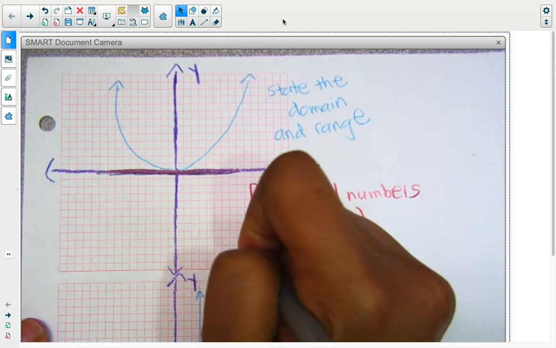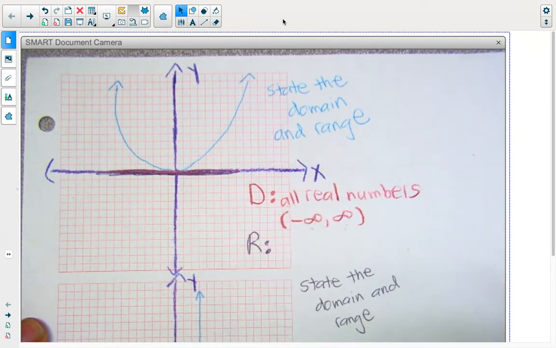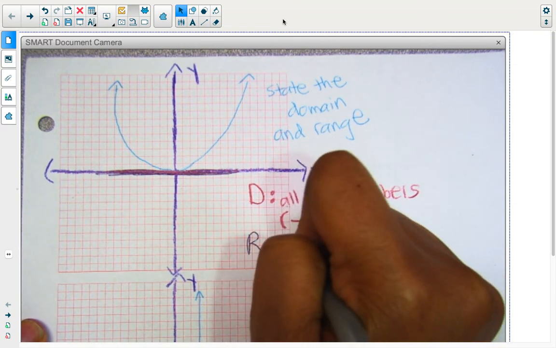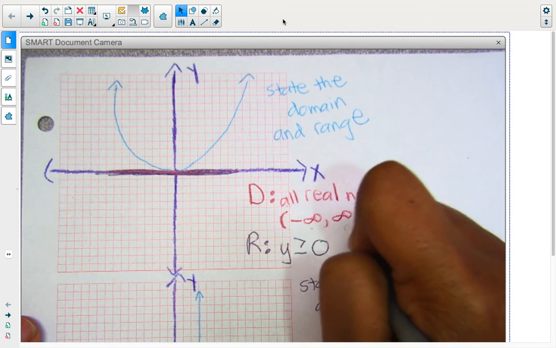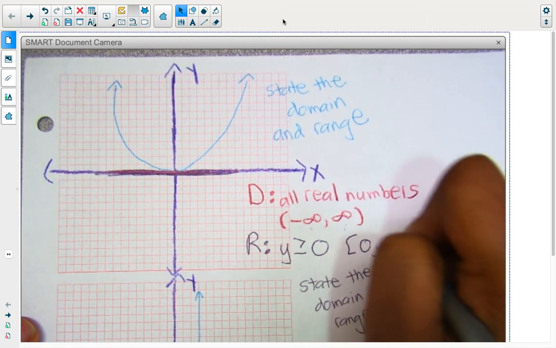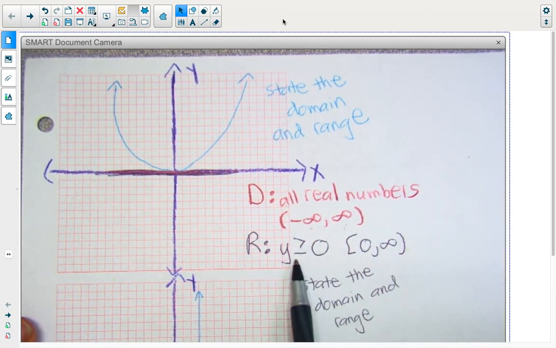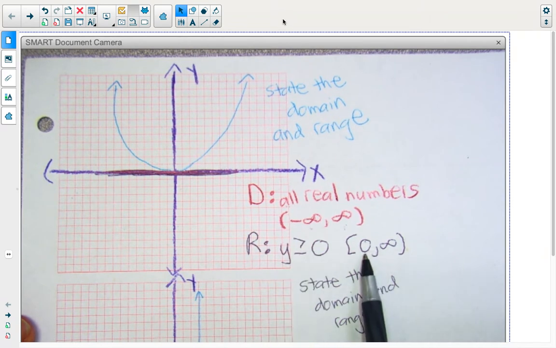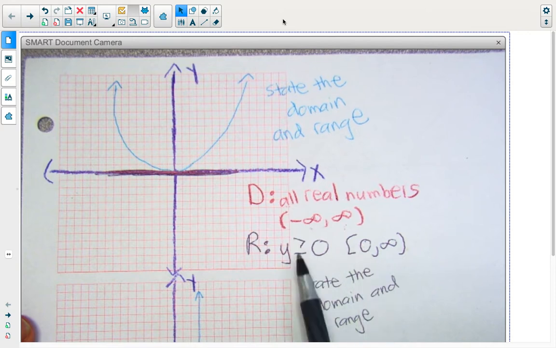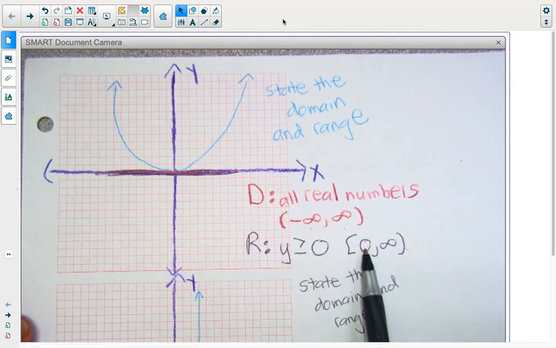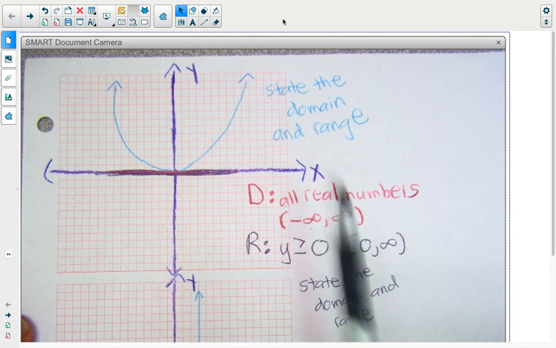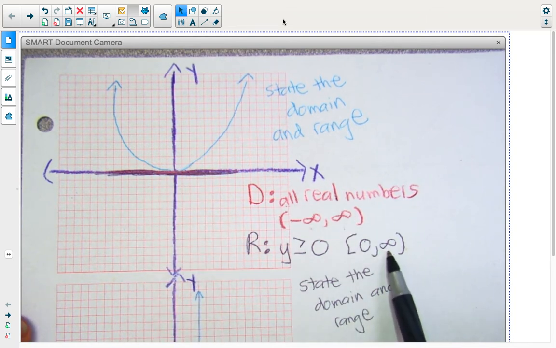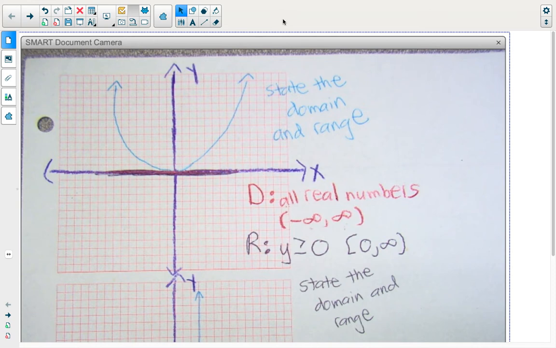So my range is anything greater than or equal to 0. And you might also see it written 0 to infinity. So if you want to write y is greater than or equal to 0, or if you want to write from 0 to infinity, those are two different ways of relaying the same message. Zero is included because 0 can be part of my parabola, and it goes all the way up to infinity. So that's the first example.